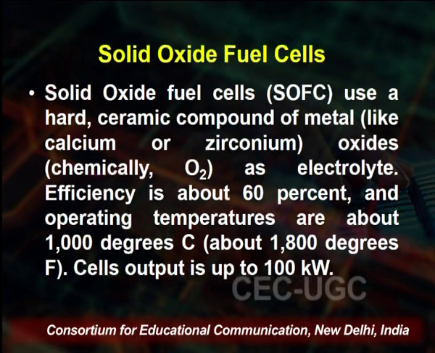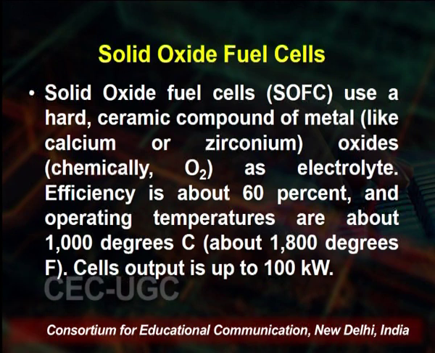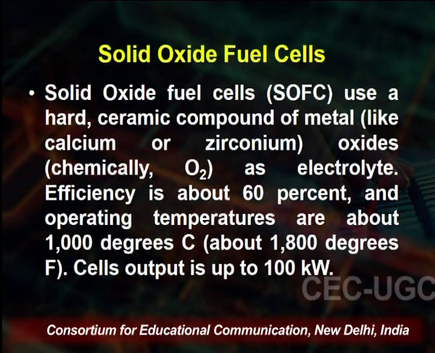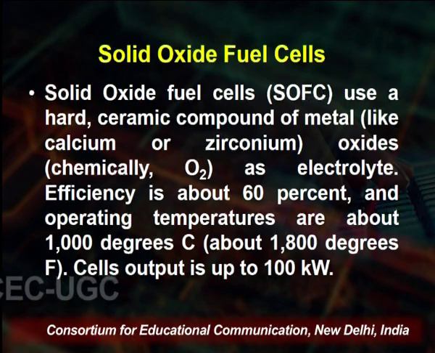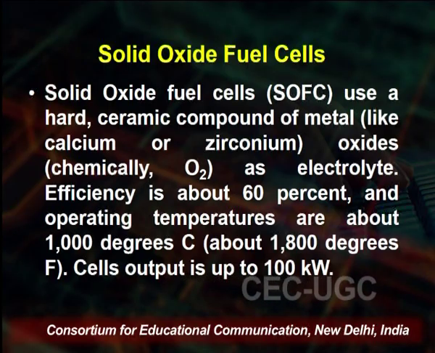Moreover, these cells work under different temperature conditions. On the basis of that, we can also differentiate these fuel cells. The efficiency of the solid oxide fuel cell is 60%, operating temperature is about 100 degrees centigrade, and the cell's output is 100 kilowatts.